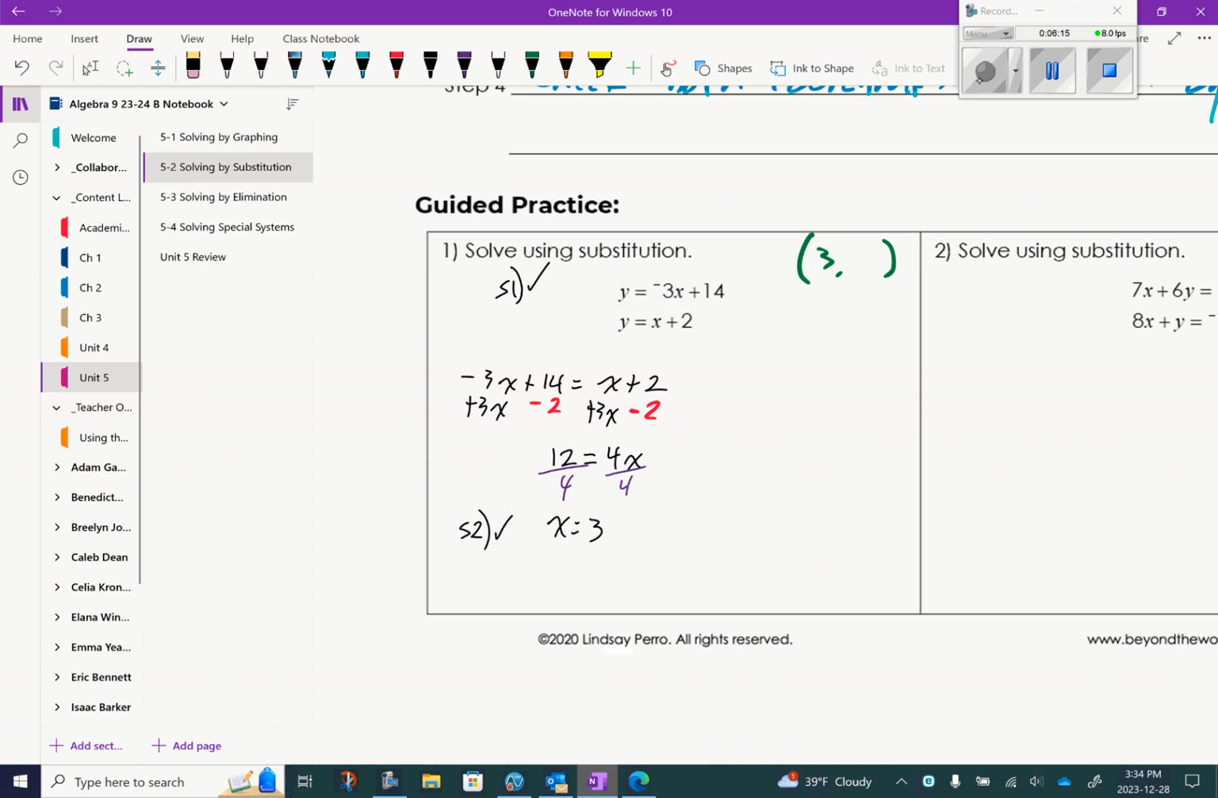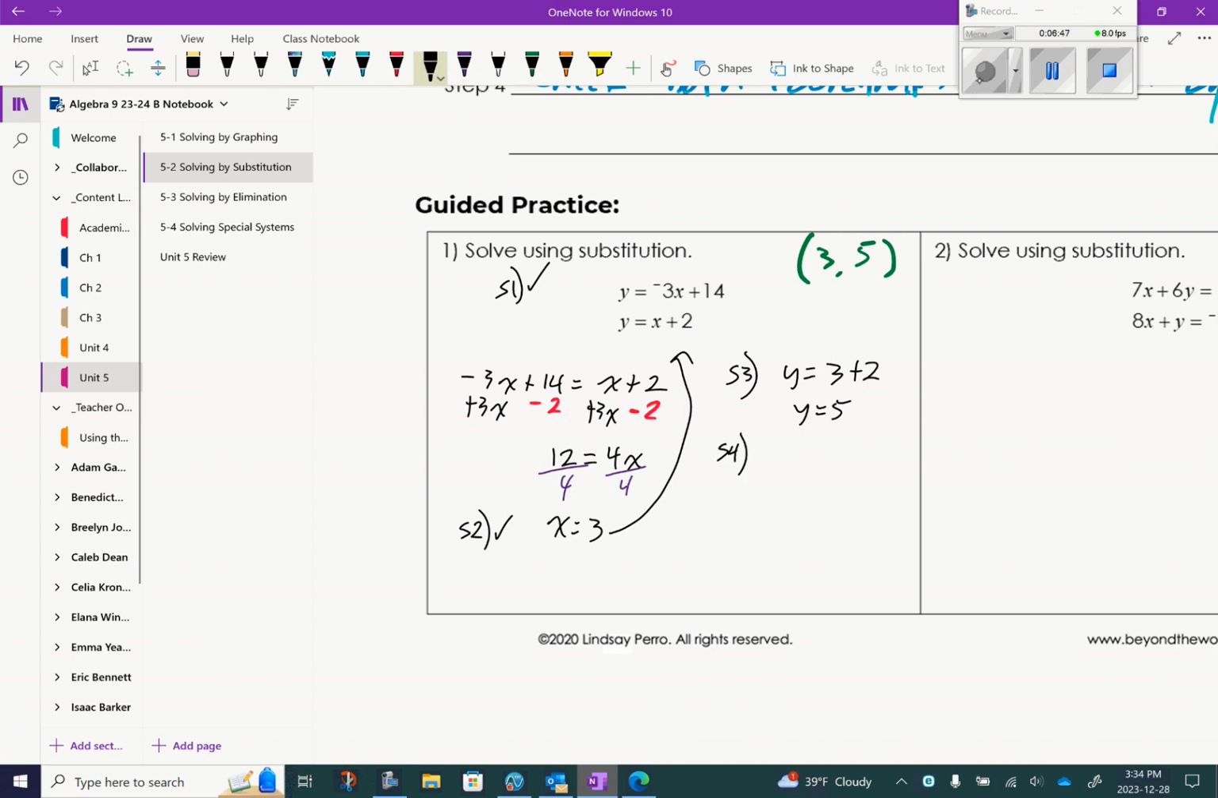So now I need to find the y coordinate. Fortunately for us, either one of those equations will work here with step 3. y equals 3 plus 2, y equals 5. So I'm suggesting at this point, these two lines intersect at the point 3, 5.